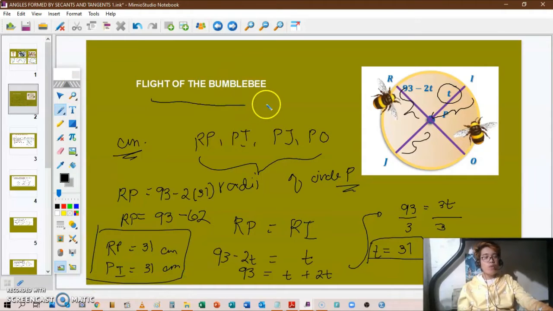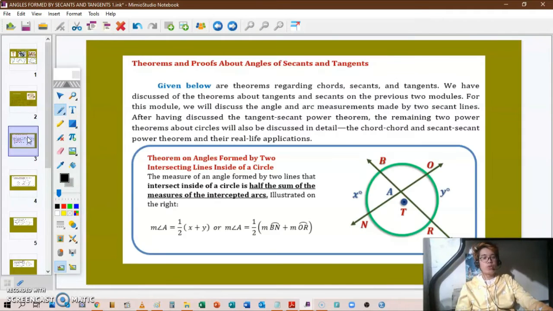So how is this involved in our new lesson today? You notice that all of these are radii. Later you're going to find that there are segments on a circle that do not cross the center. We call those chords. And later, we're going to derive new formulas for the chords, the secants, and the tangents of a circle. Given below are theorems regarding chords, secants, and tangents. We have discussed the theorems about them.